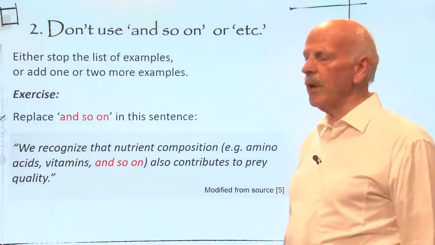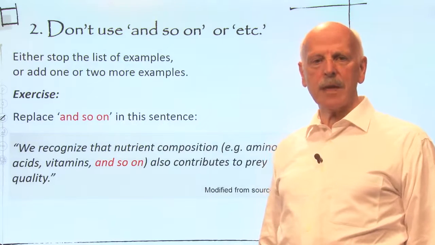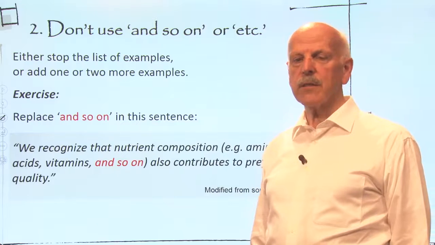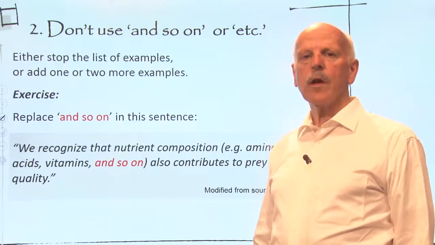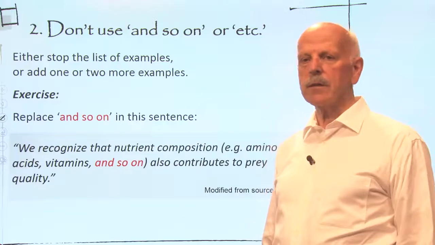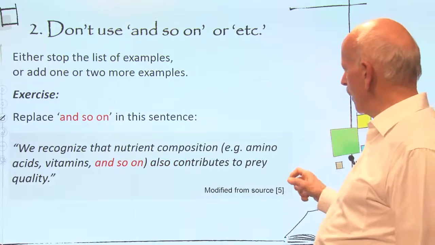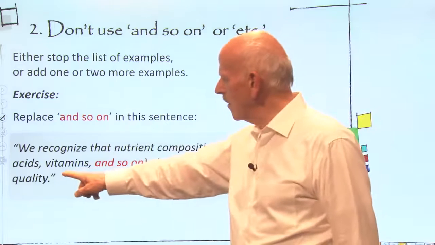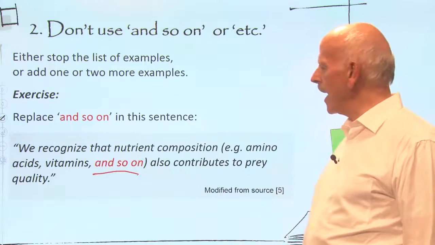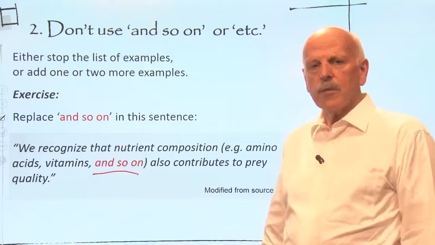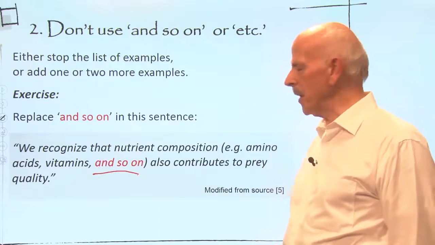You shouldn't use "and so on" or "etc." If you are listing a number of examples or if you're listing a series of ingredients, it is important that you either stop the list at some point or that you add all of the components that you need. So take, for example, this sentence. We recognize that nutrient composition, for example, amino acids, vitamins, and so on, also contribute to prey quality. If you include "and so on," then the reader doesn't know what they could be. So it's important to identify them, or if you don't have any more examples, to stop the list.